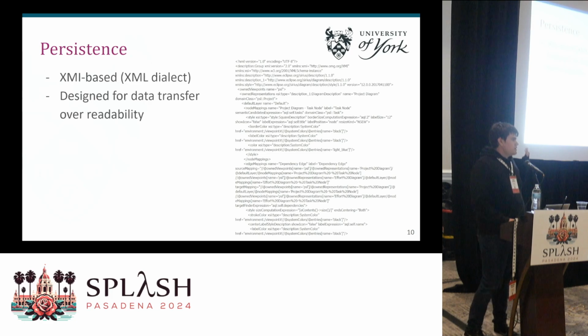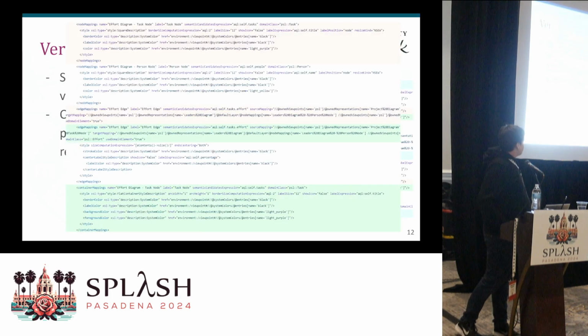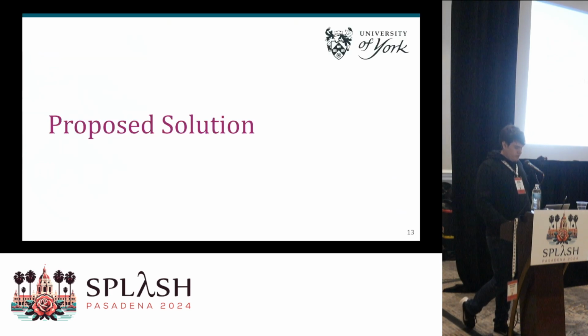Another part of Sirius is the way it's persisted. This is done with an XMI. As you can see, it is quite complex, but obviously it's mainly designed for data transfer and not readability, although it is readable compared to, obviously, binary. This means that singular changes can sometimes be easy to see. Other changes produce much worse results, for example, here. And this is actually a really simple change, and we'll go over that a bit more in the later slides.